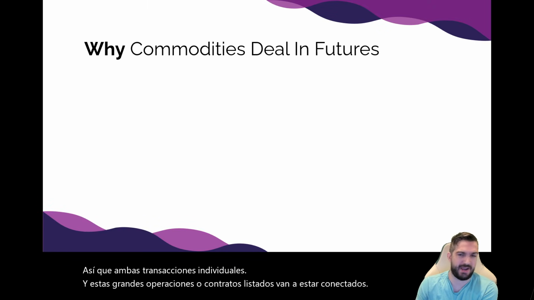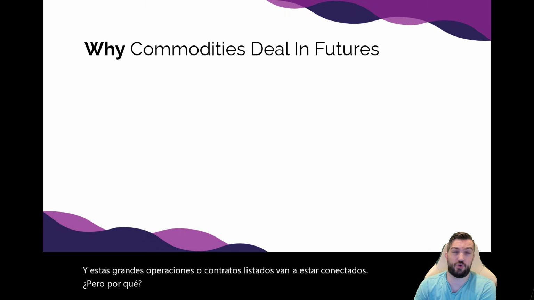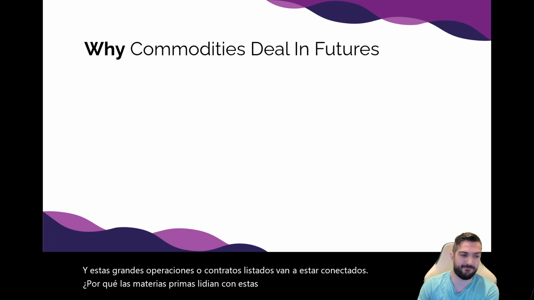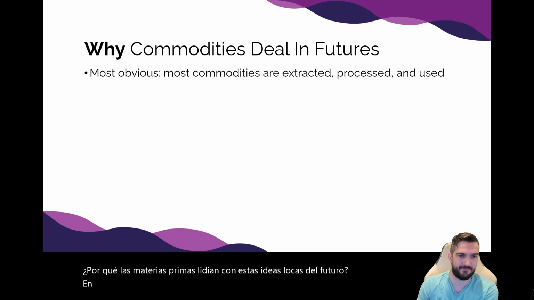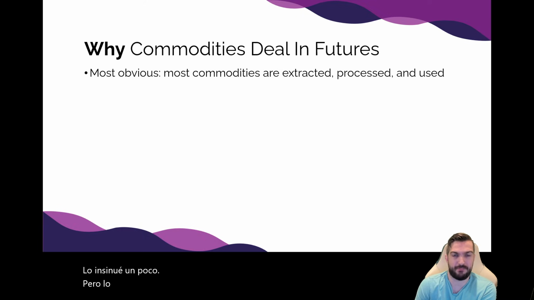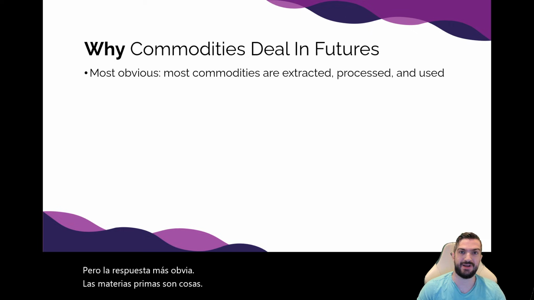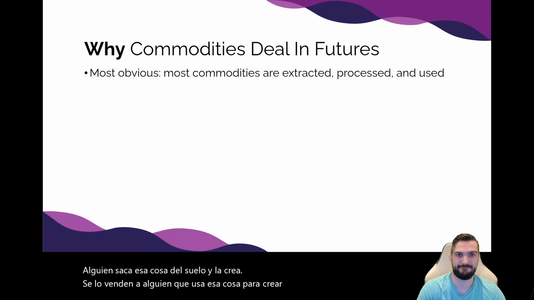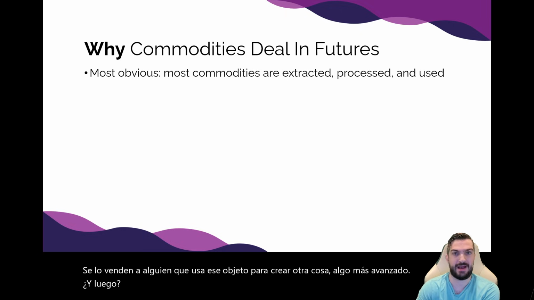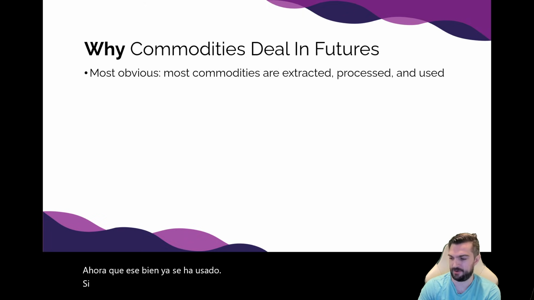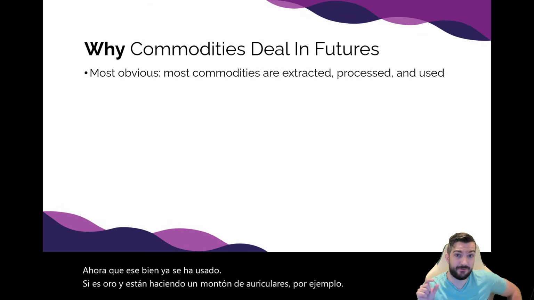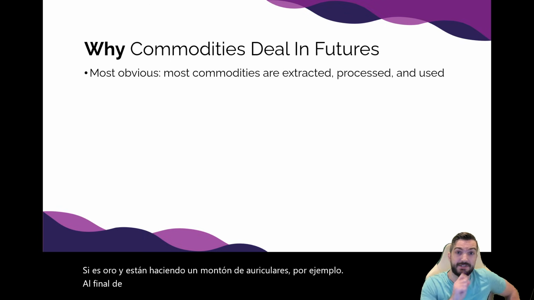But why do commodities deal with these crazy ideas of futures? Well, I hinted at it a little bit, but the most obvious answer: commodities are things. Somebody pulls that thing out of the ground and creates it. They sell it to somebody that uses that thing to create something else, something more advanced. And then now that commodity's been used. If it's gold and they're making a bunch of headphones, for example, at the end of your headphone, it has that little point.